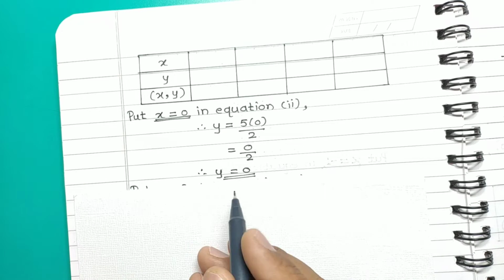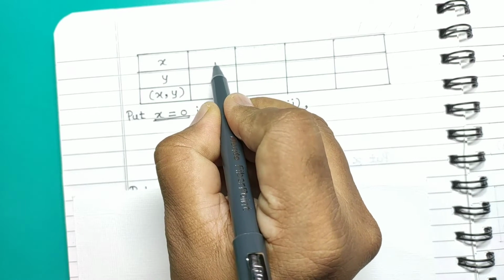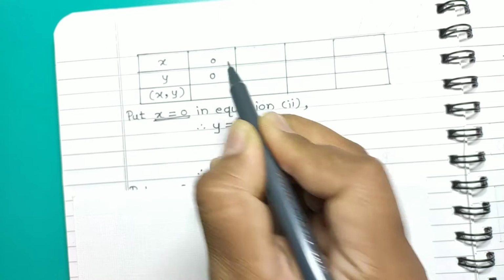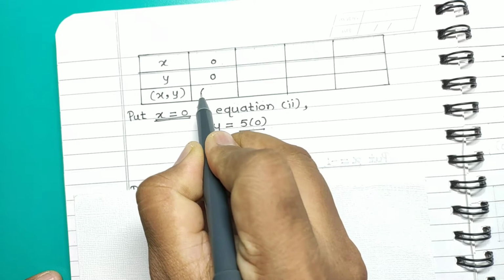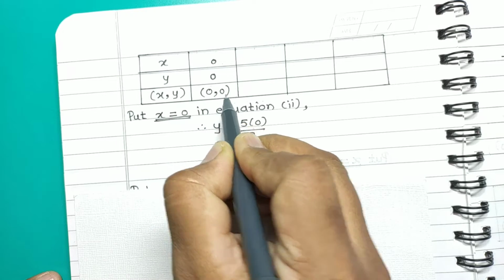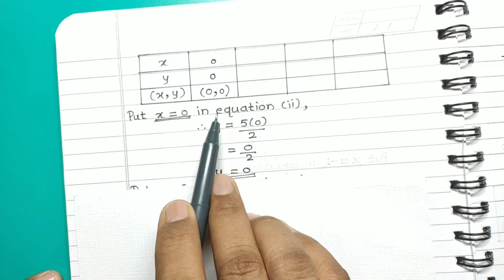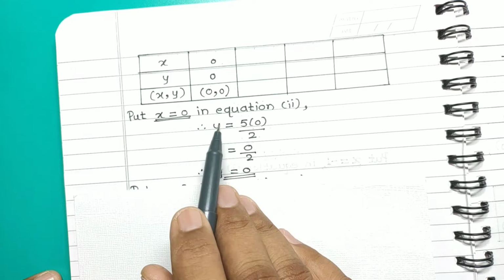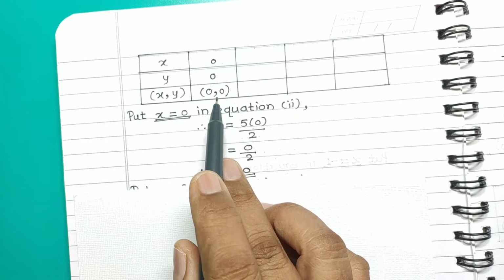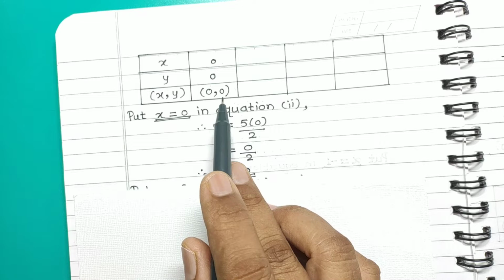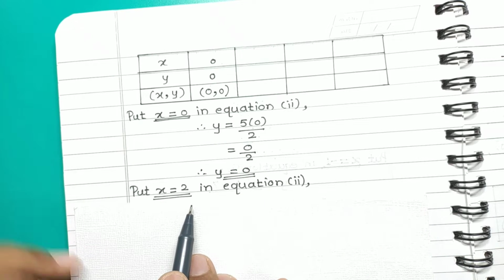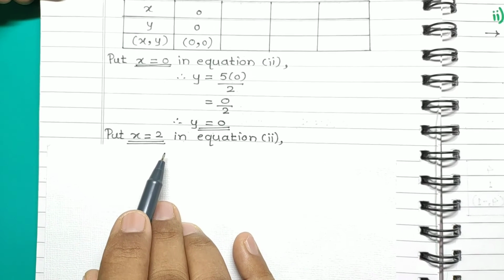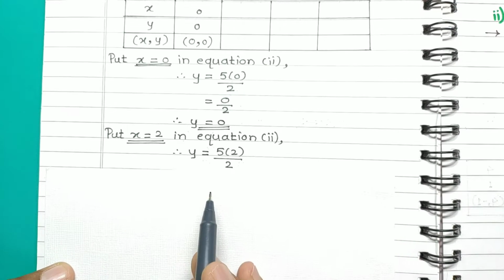So for x is equal to 0, we get y is equal to 0, and therefore the required ordered pair is 0 comma 0. That means it is the origin. So the graph of this linear equation is going to pass through the origin. You note it here.